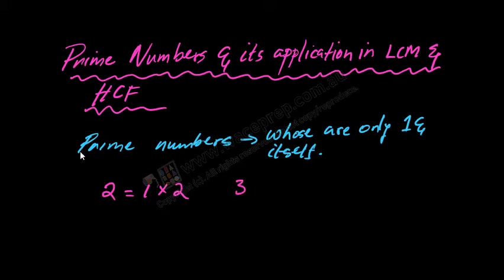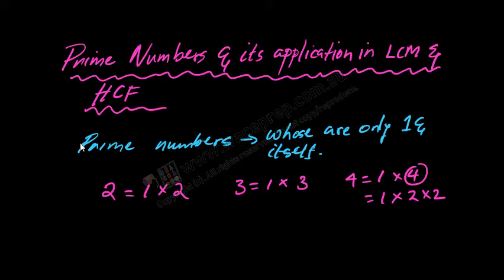What about 3? Factors of 3 are 1 and 3. What about factors of 4? Factors of 4 can be 1 and 4, but notice here 4 is 2 times 2. So the factors of 4 are actually 1, 2 and 4.